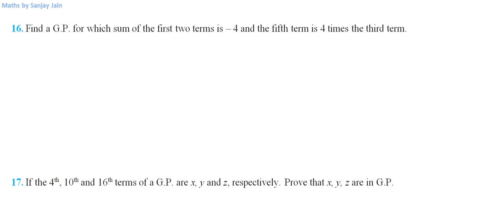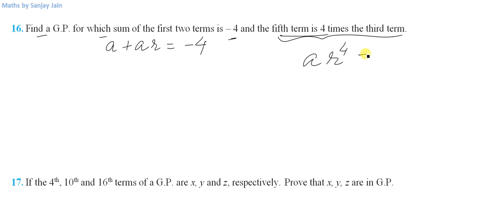Okay. So I've deleted everything that I had written. Now find a GP for which the sum of the first two terms is -4. So let the first two terms be A and AR, where A obviously is the first term and R is the common ratio. So this is equal to -4. And the fifth term is 4 times the third. How do I write this? Fifth term, AR raised to power 4, is 4 times the third, that is AR squared.